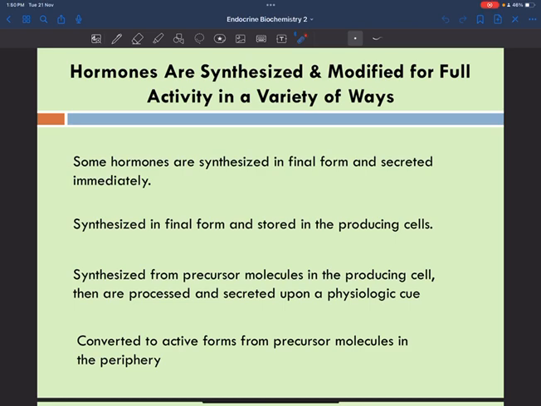Some hormones need to be synthesized before the action. In other words, they are already in the cells and stored there, and they are secreted when there is a stimulator. Some other hormones are going to be synthesized upon the action of the stimulator. So we have different options in order to produce our active hormones.